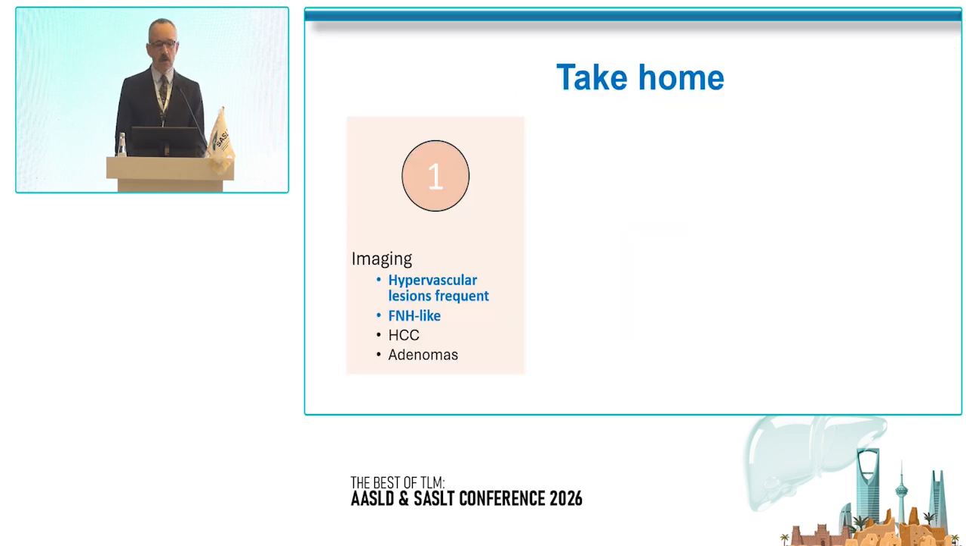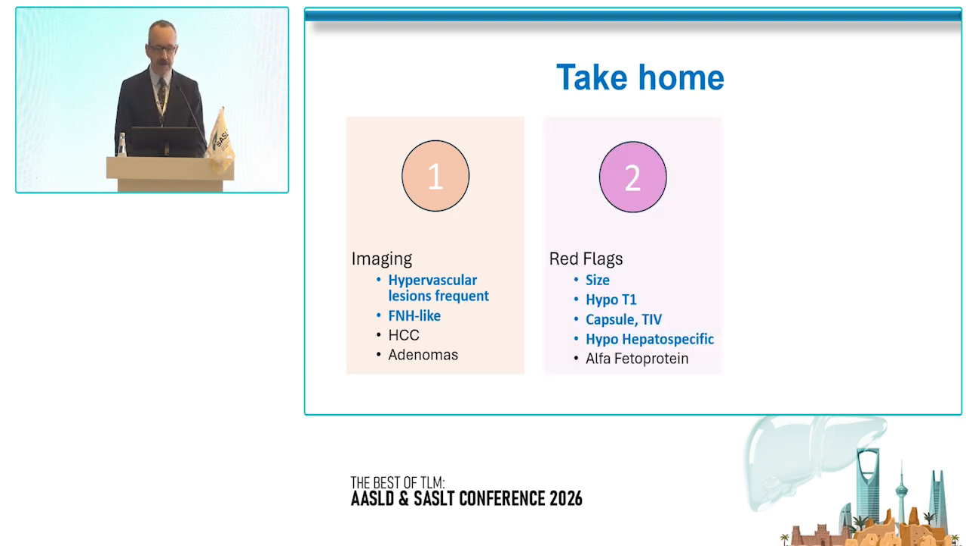So what are the take-home messages? We know that these lesions are very frequent. Remember, up to 50% of the patients, it doesn't matter if Budd-Chiari or Fontan. Most of the lesions are going to be FNH-like, and the problem is the differentiation from HCC. The rest of the lesions are there, but are very infrequent.